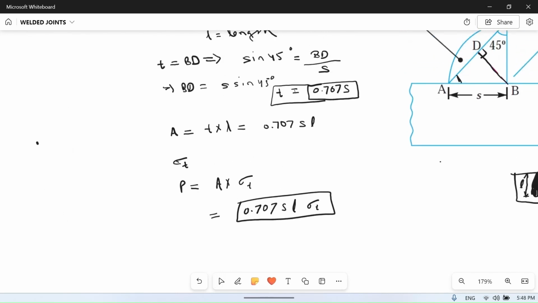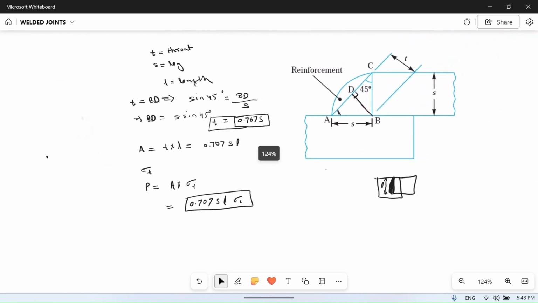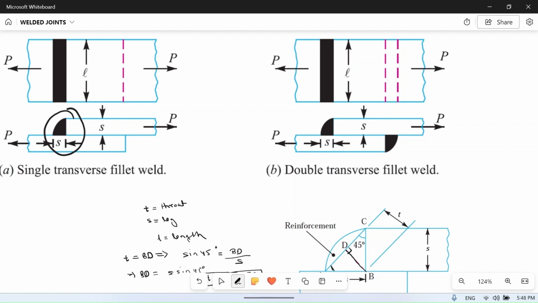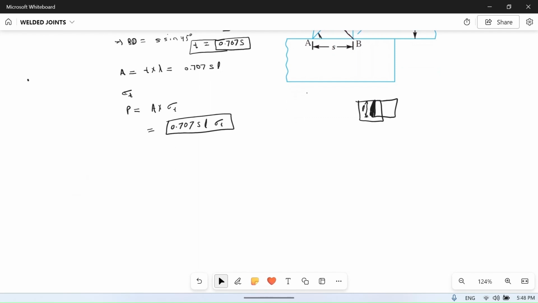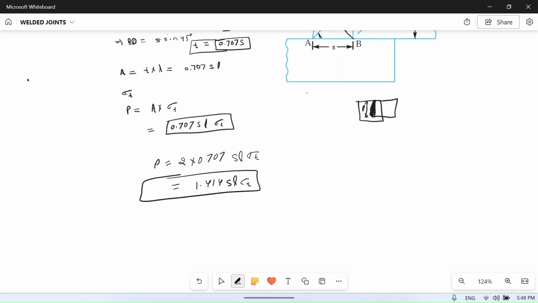Now if we take the second case, in this case there are two weldings, so the strength will be doubled. The effective length will be two times. So P will become 2 into 0.707 S L sigma T, or 1.414 S L sigma T. So this is the strength of a double transverse fillet weld.